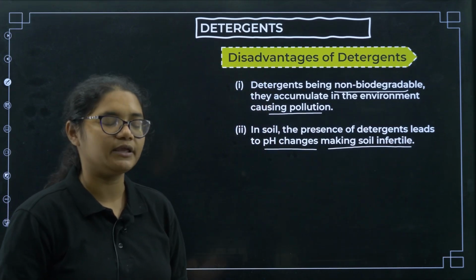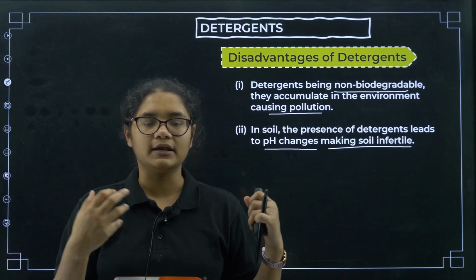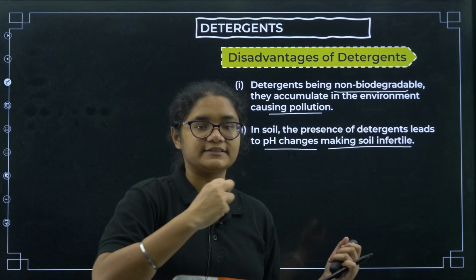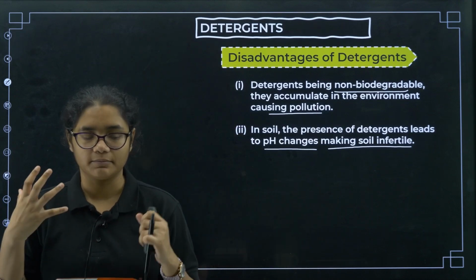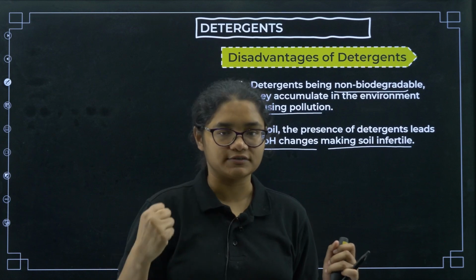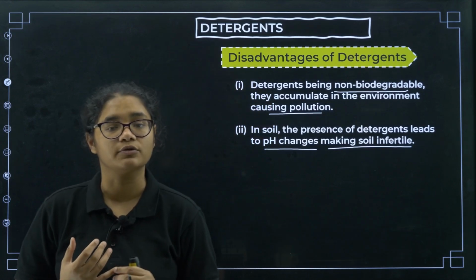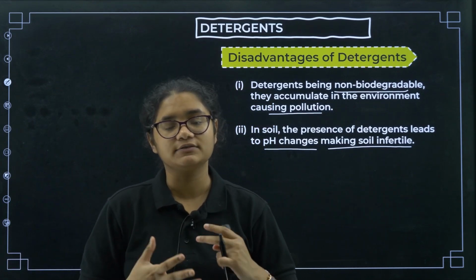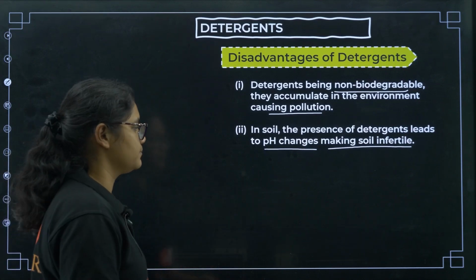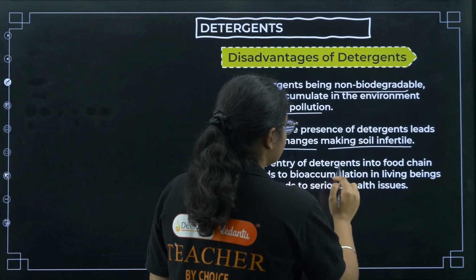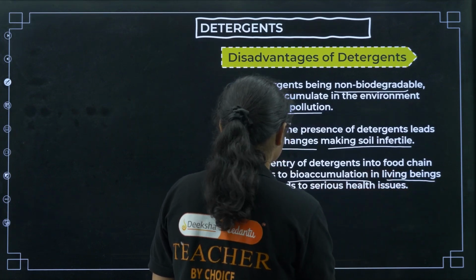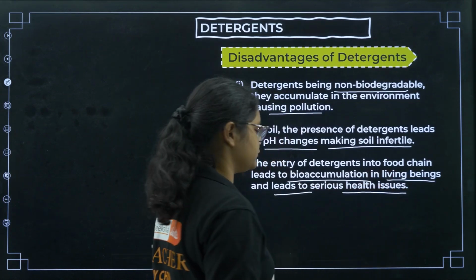What happens when we wash in rivers and normal open water bodies is that this water reaches the soil, and because of the components present in the detergents, they affect the pH of the soil, which is required for the growth of the plant. Now the pH is changed, so the growth of the plant is also affected and this causes soil pollution. Next, the entry of detergents into the food chain leads to bioaccumulation in living beings and serious health issues.